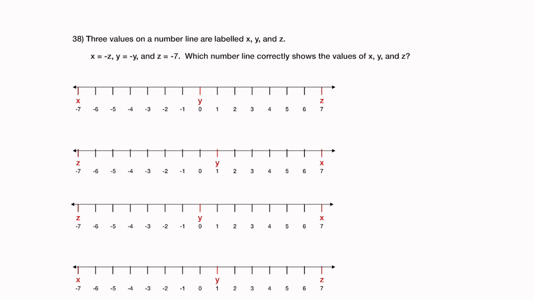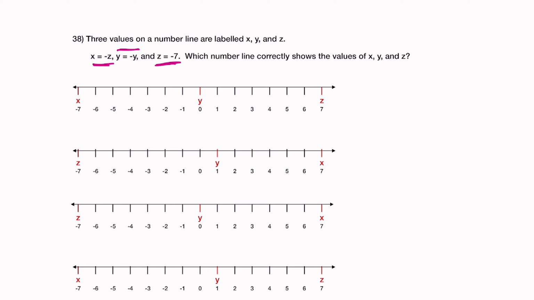Three values on a number line are labeled x, y, and z. x is equal to minus z. y is equal to minus y. Interesting. And z is minus 7. Which number line correctly shows the values of x, y, z? So you have four number lines and you have to select which of these represents the given conditions correctly.